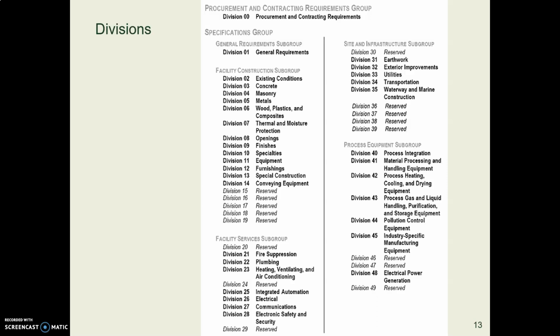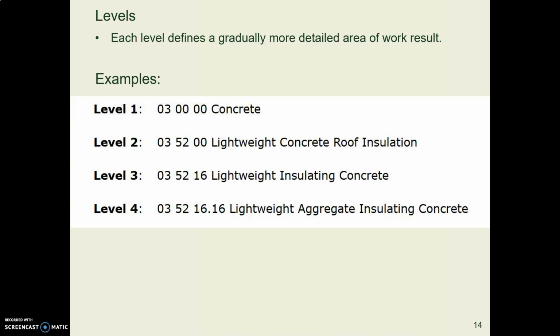Then the divisions themselves are numbered according to work product. So if you were doing heating and cooling, HVAC, you would be looking in Division 23. If you were doing material handling equipment, like conveyors and hoppers and so forth, you would be looking in Division 41 and so forth. If you work for a subcontractor, you will probably spend all your time in just one division or just a few divisions.